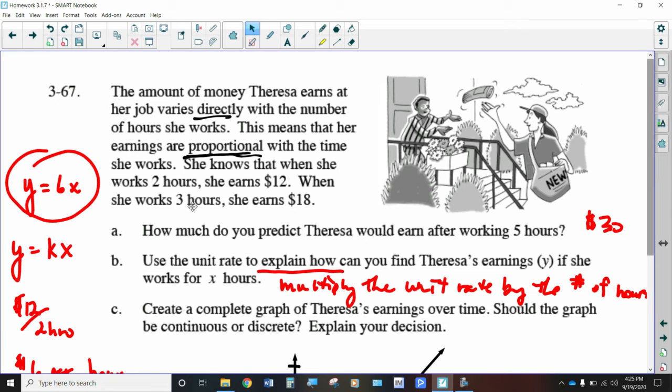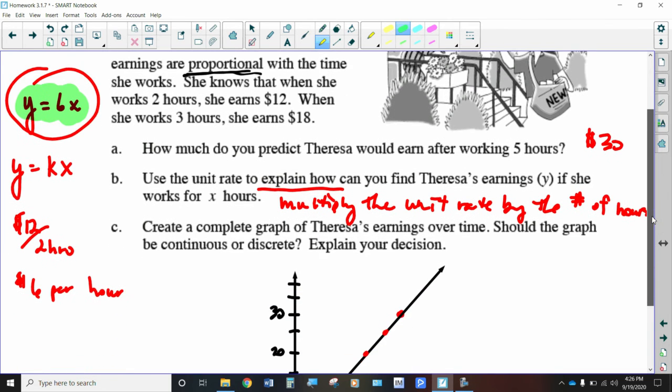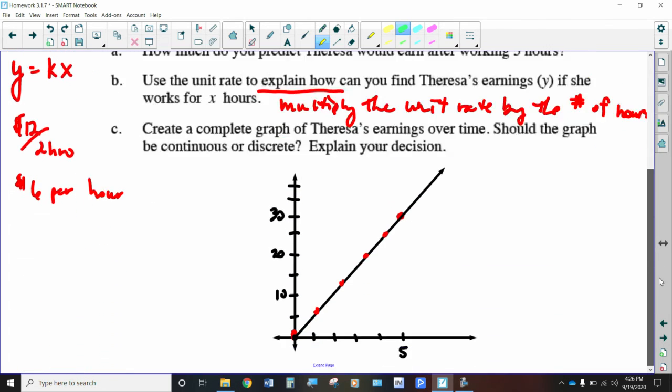Same thing here. When she works 3 hours, she earns 18. So does that fit in? Is 3 times 6 equal to 18? Yes, it does. So how much would she make in 5 hours? Well, 6 times 5 is 30. And use the unit rate to explain how you can find Teresa's earnings if she works x number of hours. So this rule here pretty much takes care of that. So you multiply the unit rate times the number of hours worked, and that will always give you the amount of money that she makes.